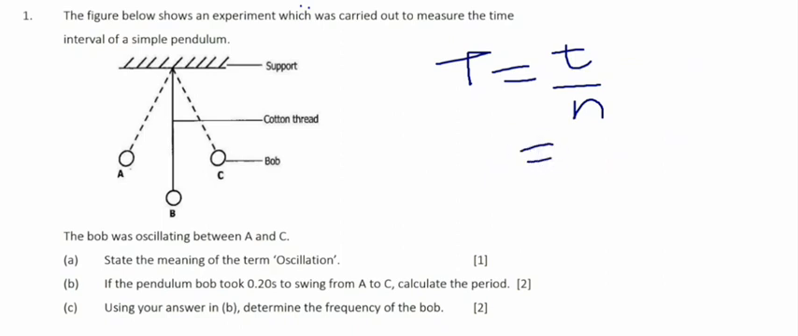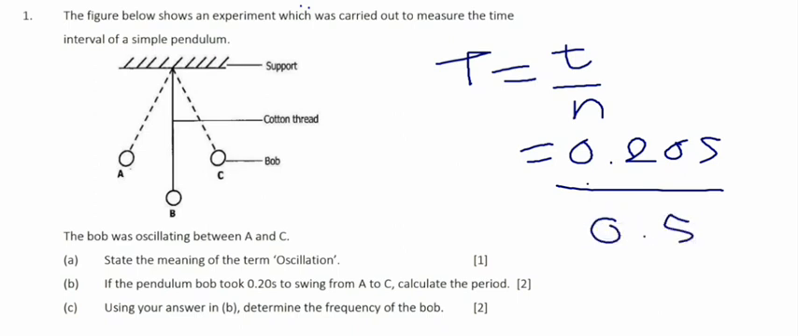So let's do this. What is our time here? The time we have been given is 0.20 seconds. So we have 0.20 seconds, which is 0.2 in this case, divided by the number of oscillations. The number of oscillations that we have is 0.5. This 0.5 is coming from the probability that I have explained.